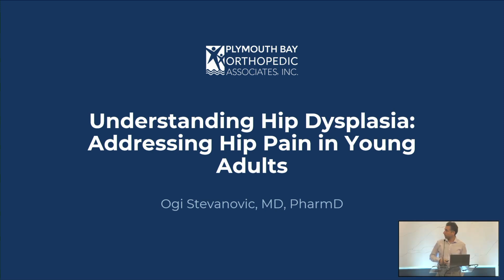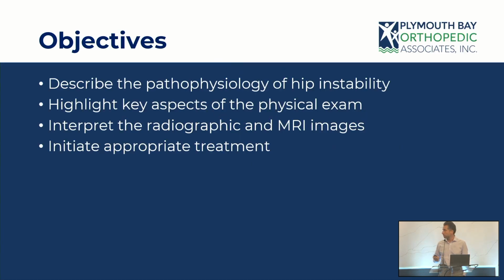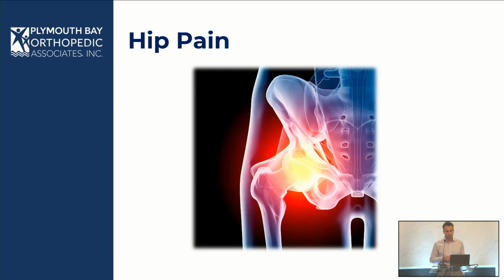All right, I'm going to talk about the hip as well, but a little bit of a different patient population. So we're going to talk about microinstability, or hip dysplasia, it's commonly called. We're going to talk about what this is, how to diagnose it, how to recognize it, what are some of the key aspects of the exam, how to interpret the images and the MRI findings, and then just kind of start the appropriate treatment.